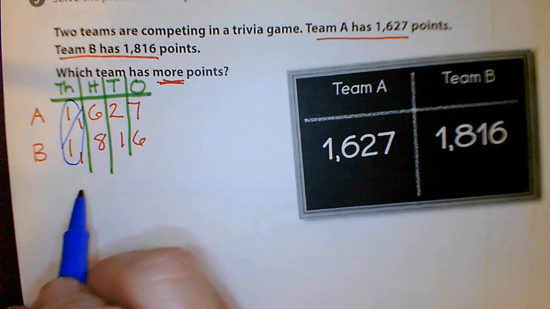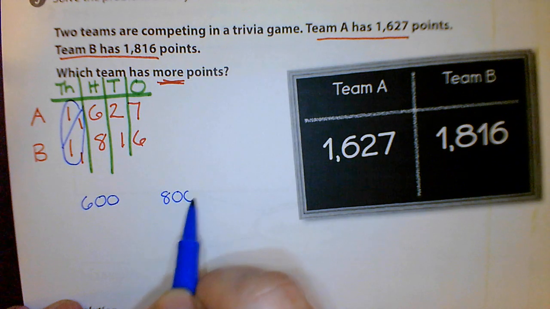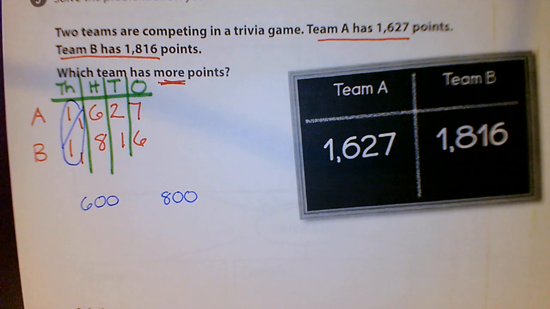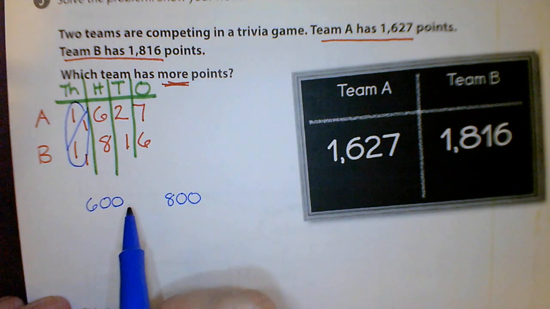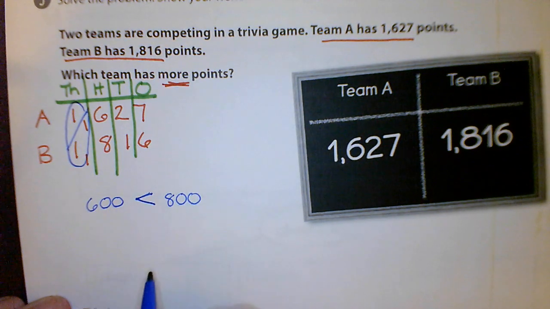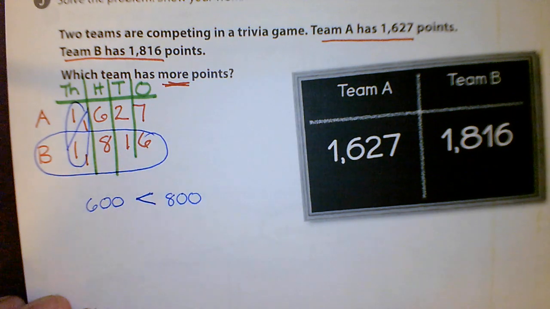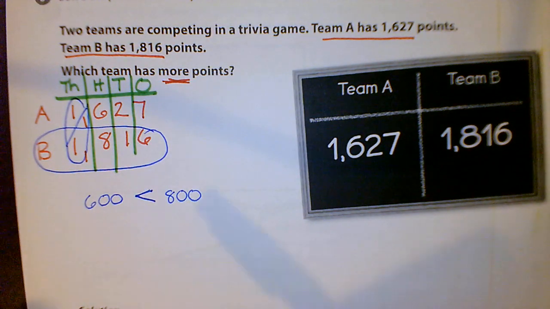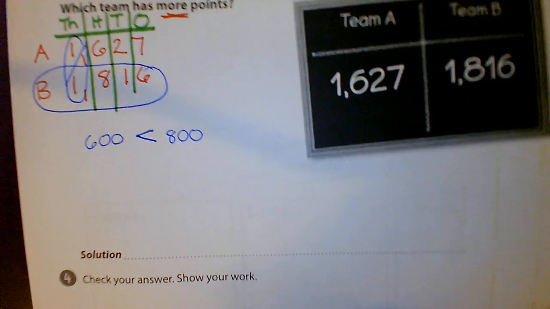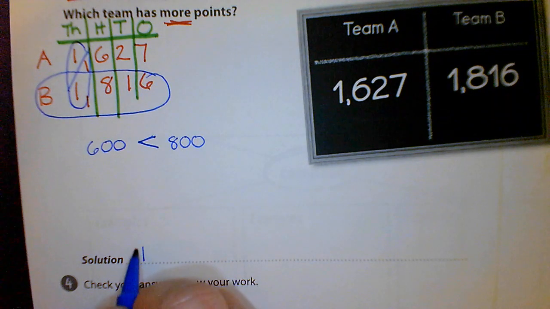Well, now let me ask you, which one's bigger? If I'm comparing 600 and 800, which one is the bigger number? And remember, the alligator eats the bigger number. And I'm hoping everyone's telling me that 800 is the bigger number, so I can write it like this. So 600 is less than 800, or 800 is larger than 600, which means that this is my bigger number. So that is why I'm going to circle that, and that's also why I'm going to write for my solution that team B has more points.